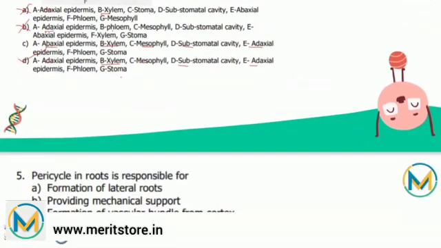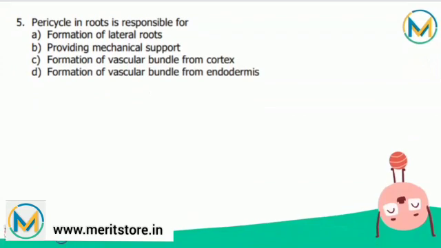Looking towards the last question: pericycle in root is responsible for... In a dicotyledonous root, a well-developed pericycle lies below the endodermis, which gives rise to lateral roots, part of the vascular cambium and whole cork cambium. Pericycle functions as the site of lateral root initiation. So pericycle in root is responsible for the formation of lateral roots. So the correct answer for this question is option A.